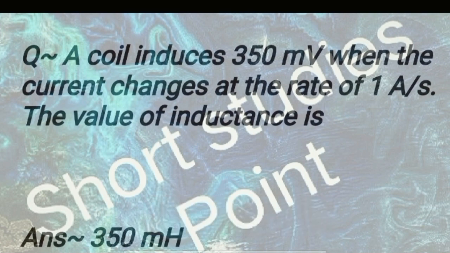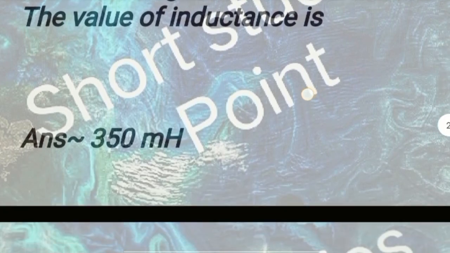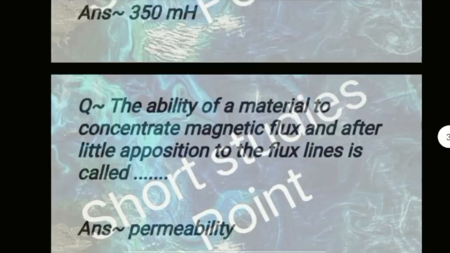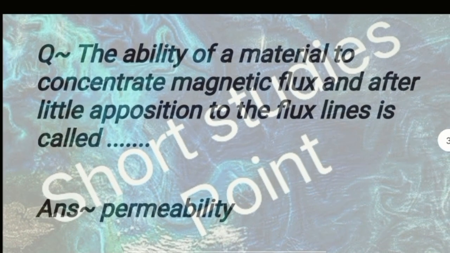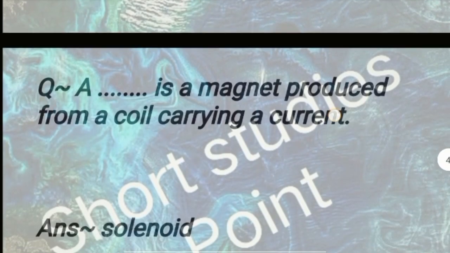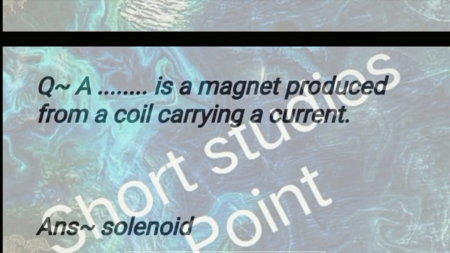Next question: a coil induces 350 millivolt when the current changes at the rate of 1 ampere per second. The value of inductance is? Answer: 350 millihenry. Next question: the ability of a material to conserve magnetic field and offer opposition to the flux lines is called? Answer: permeability. Next question: a dash is a magnet produced from a coil carrying a current.